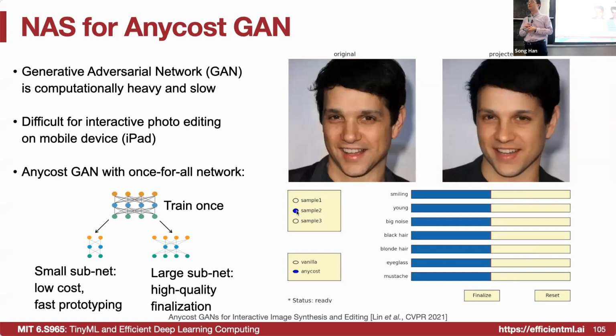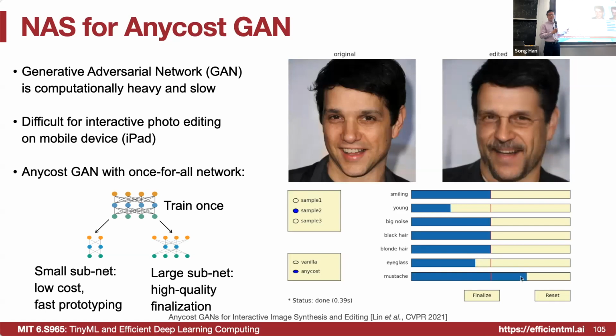Yeah, why is that faster? You don't know the small subnet and large subnet computation. Actually, it's just going through the smaller subnet to give you the prediction. So what's the finalization? Finalization is after you change the different configurations, you click the button to run the full model to give you the best quality output, right? This model has slightly better accuracy than this one, but this one is a lot faster for interactive photo editing.